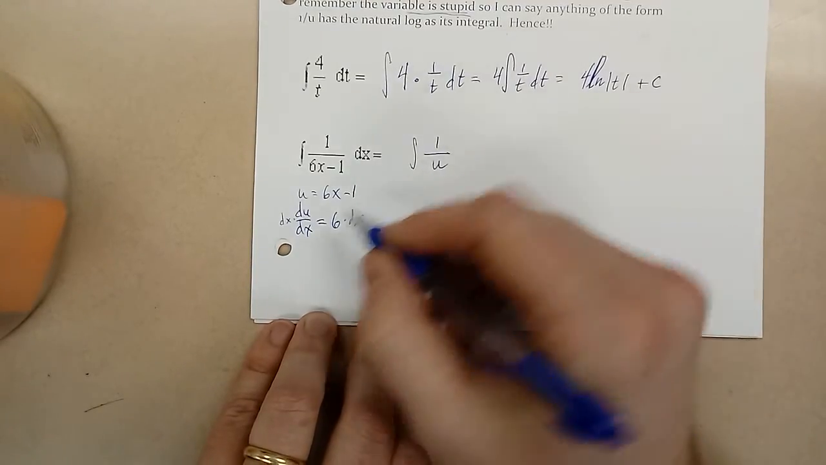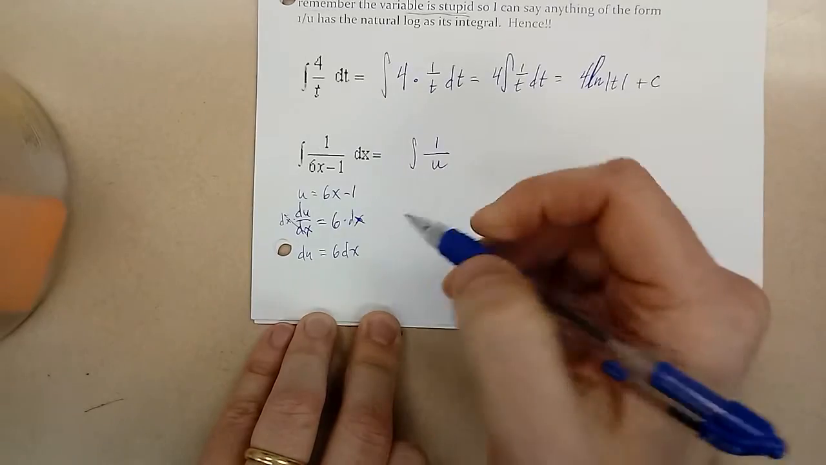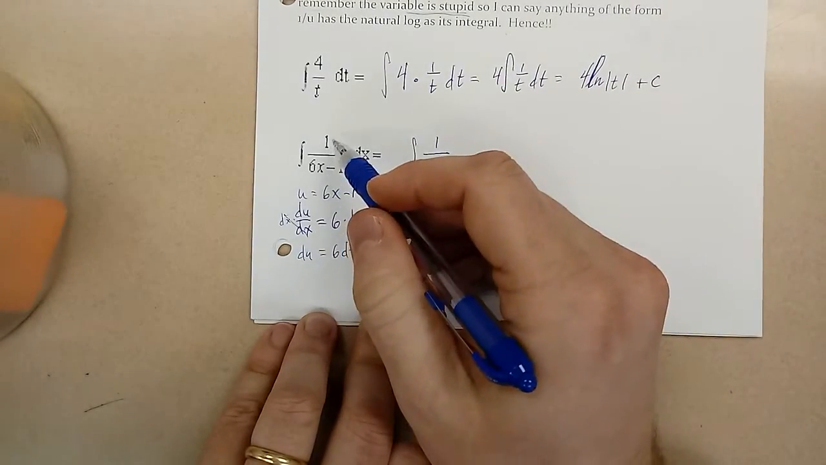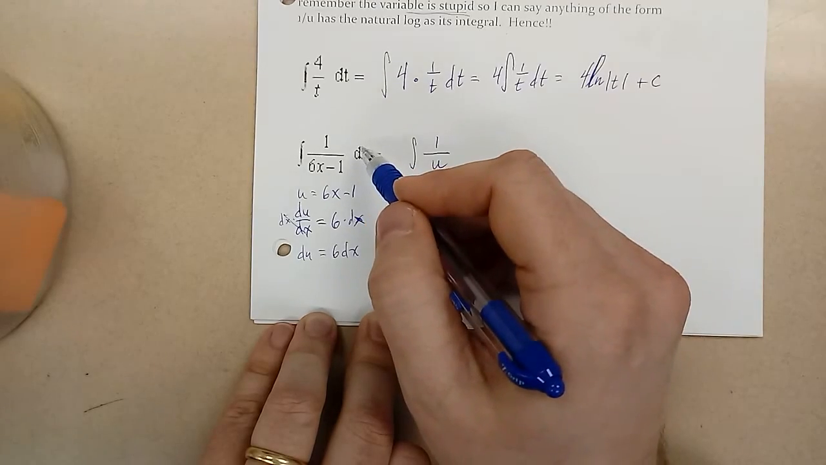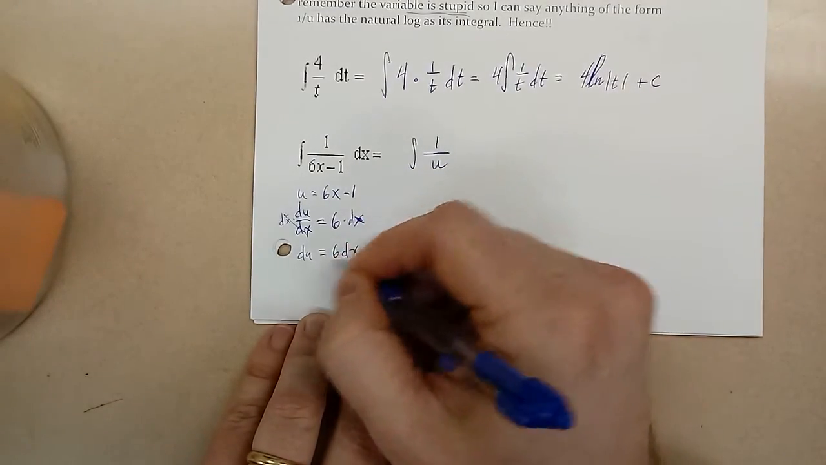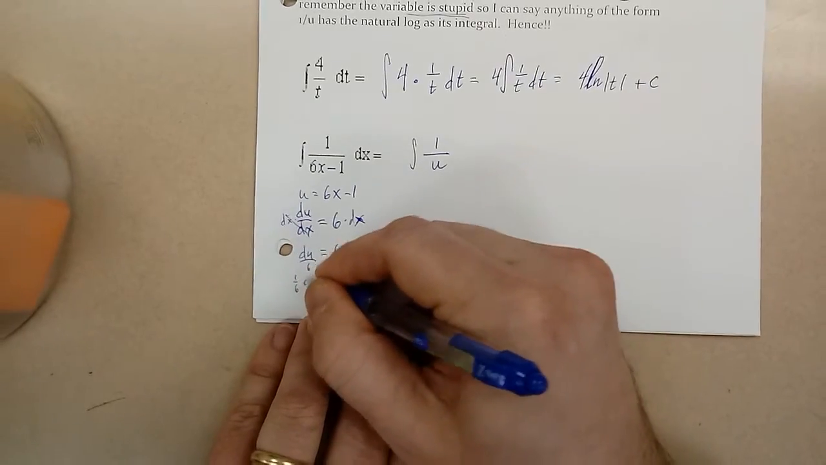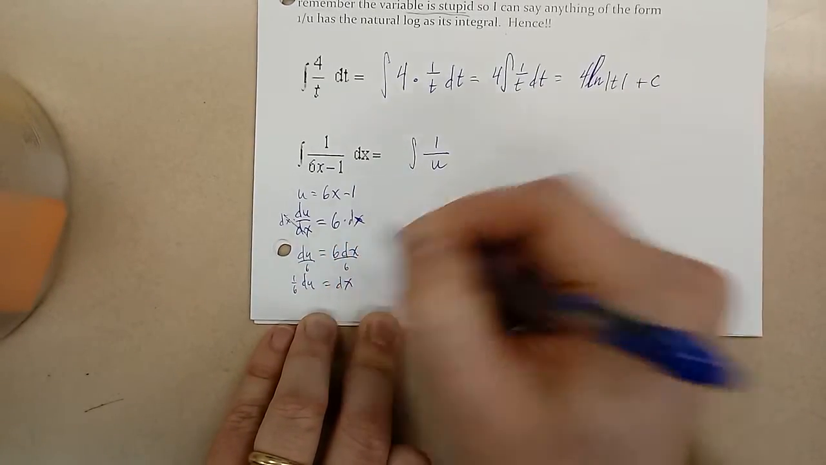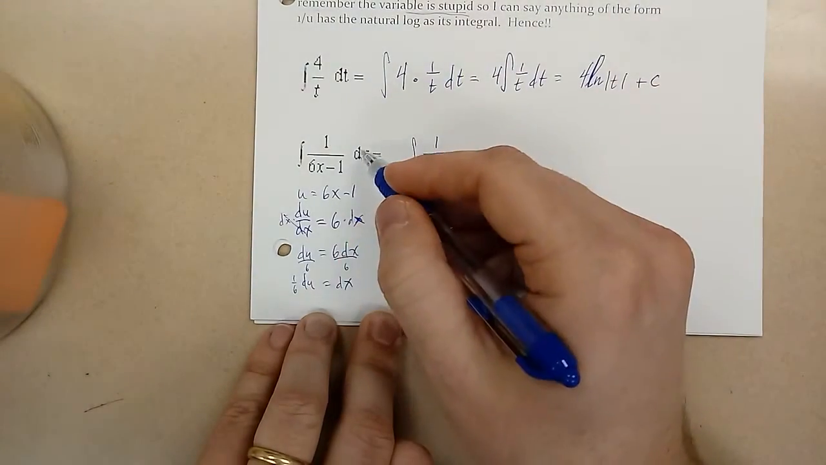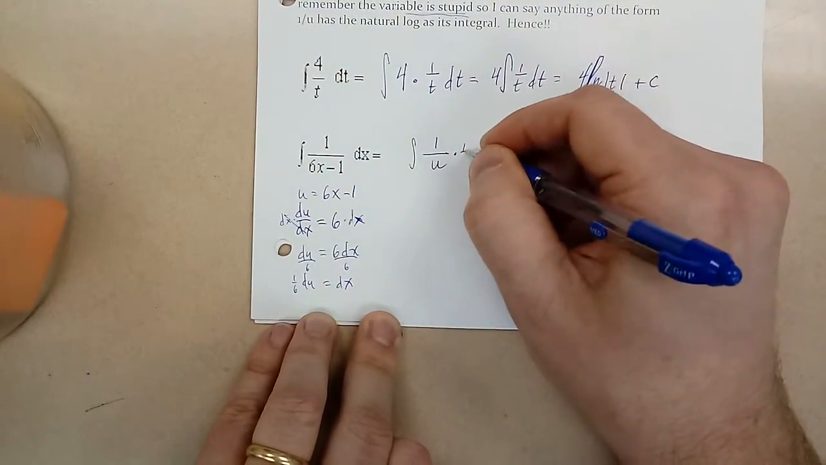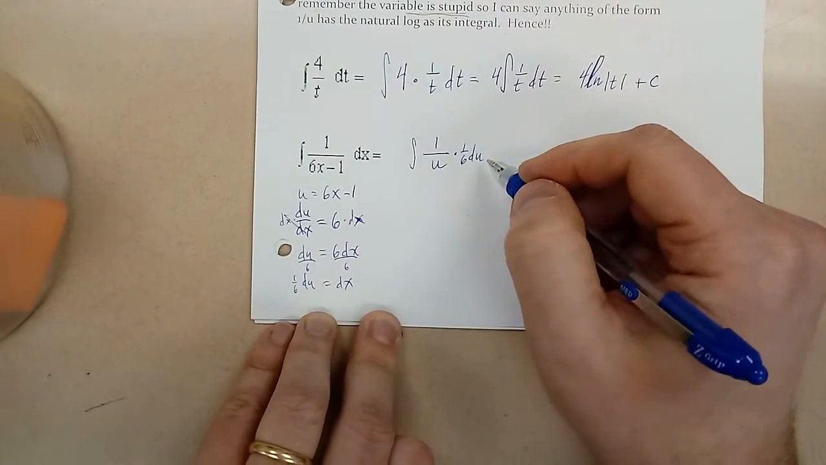So I got du is equal to 6 dx. So if I go and look up here, I have a 1 over u, and then I have this dx. So I'm going to solve this and get dx alone. I'm going to divide both sides by 6. And so this is 1/6 du is equal to dx. So because of that, I can replace dx with 1/6 du.